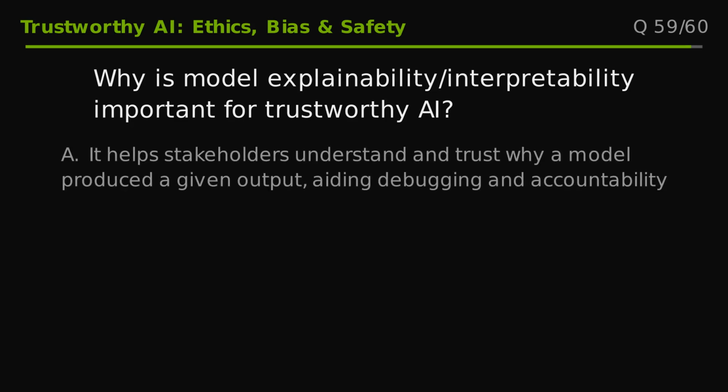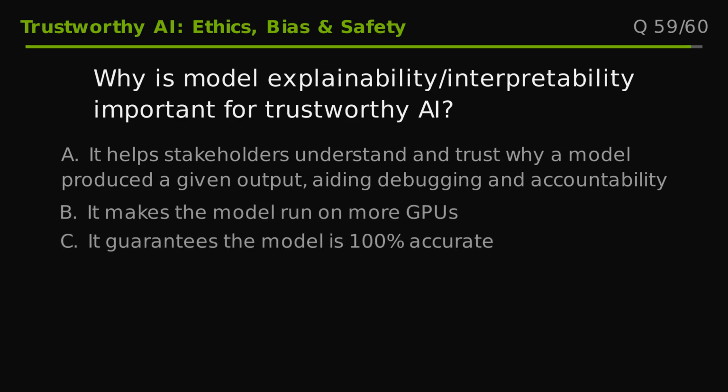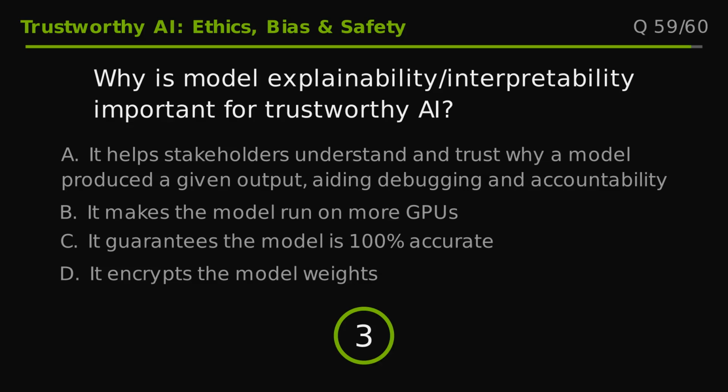Option A, it helps stakeholders understand and trust why a model produced a given output, aiding debugging and accountability. Option A, it makes the model run on more obvious. Option A, it guarantees the model is 100% accurate. Option A, it encrypts the model weights.